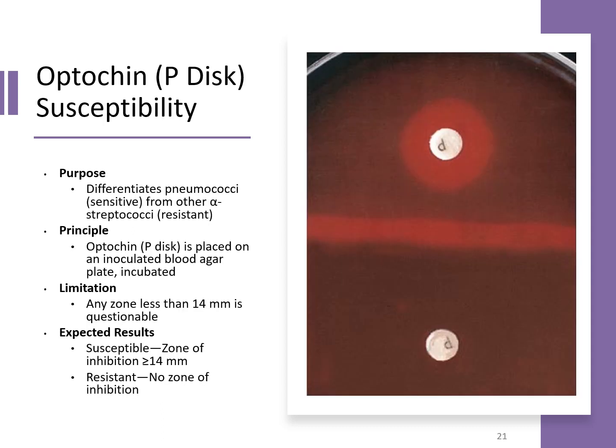Our Optochin or P-disc is set up just like our other disc test that we did. You create that bed of that organism, place that disc on it, allow it time to grow, and then you're measuring that growth pattern from one side to the next. Greater than or equal to 14 millimeters is considered susceptible or sensitive. And then if it grows all the way up to it, it is resistant.